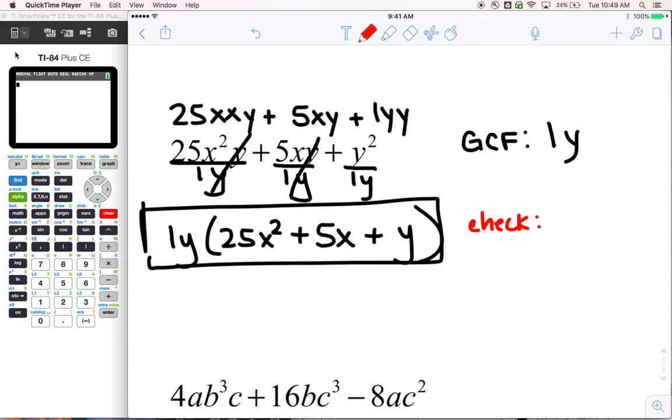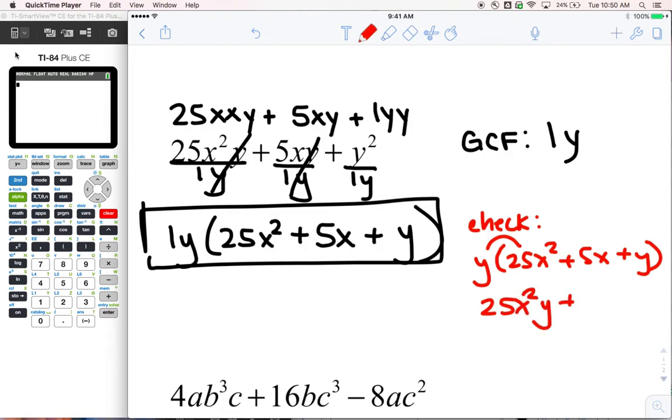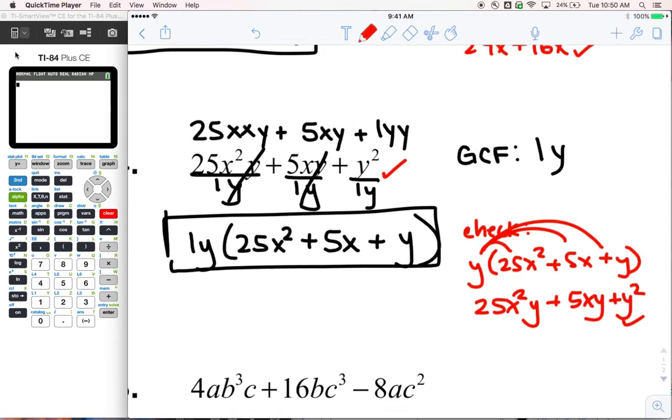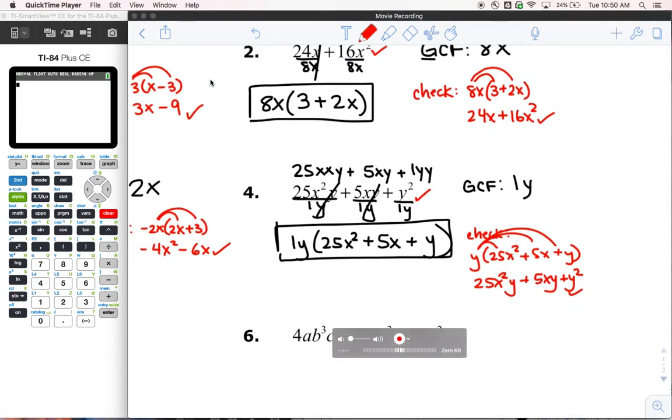So I had y times 25x squared plus 5x plus y. So this looks like it would be 25x squared y plus 5xy, and then plus y squared. Okay, perfect. That is what I started with, and now I've checked it, so I am good to go.